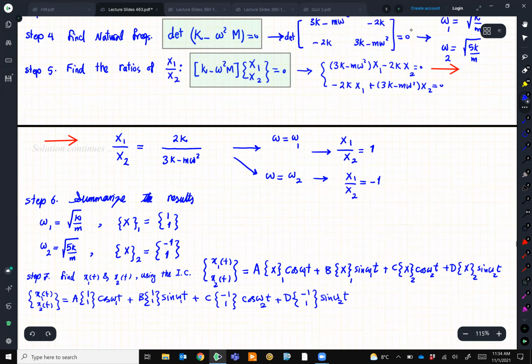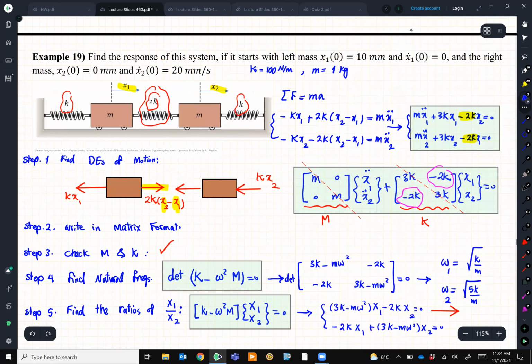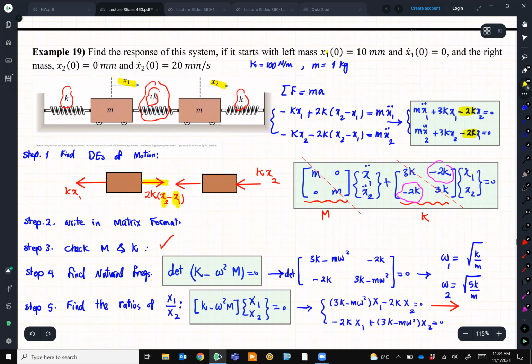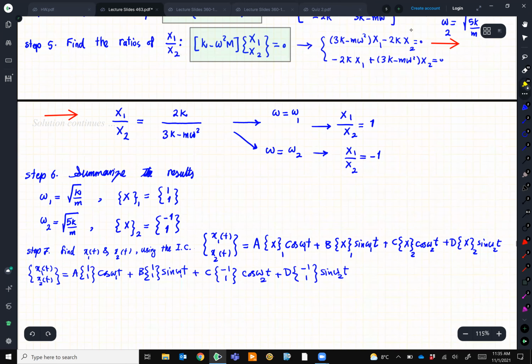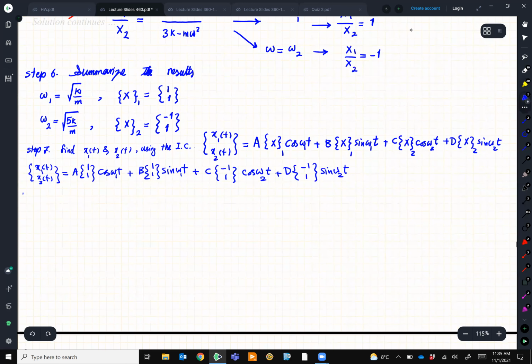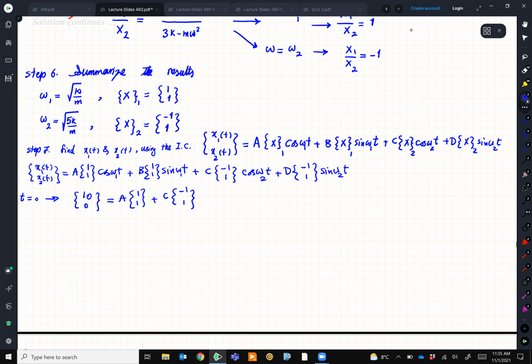I'm going to go 1 slide back and see what my initial conditions are. My initial conditions say at time 0, x1 is 10, x2 is 0, right? So when t equals 0, this guy is 10, this guy is 0. Let's put the rest. A [1, 1] plus c [1, minus 1]. So I need velocity, so I need to take the derivatives. So let's take the derivatives.